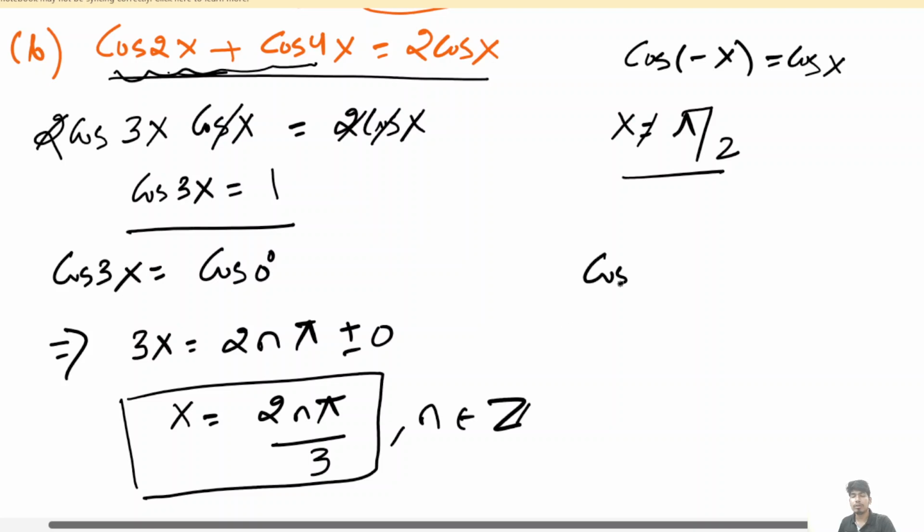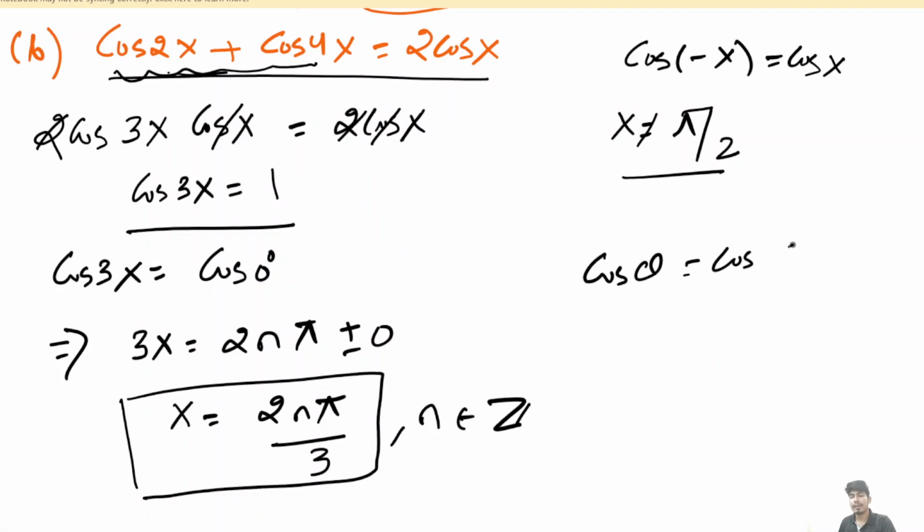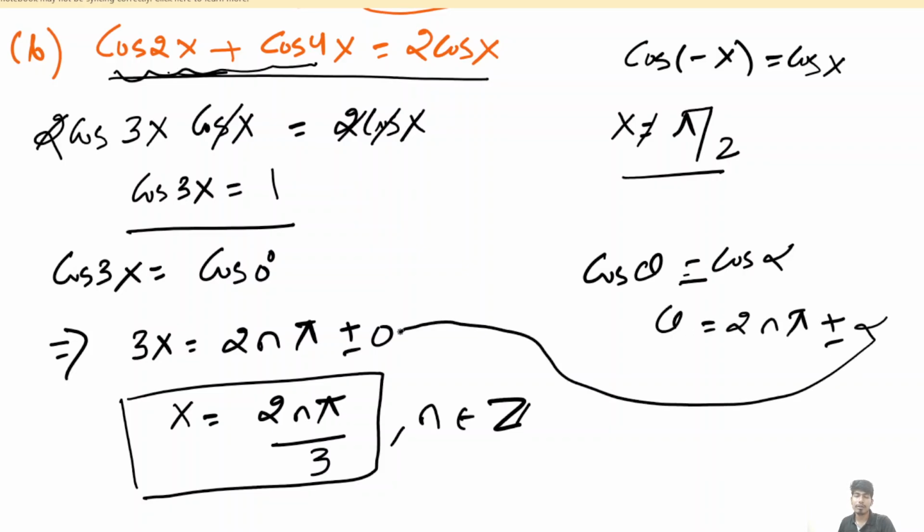Why? Because cos theta is equal to cos alpha implies theta is equal to 2n pi plus minus alpha. Here alpha is 0 degree. So I write x is equal to 2n pi upon 3. And here we apply the ICT formula, cos c plus cos d, which is 2 cos of (c plus d) by 2 into cos of (c minus d) by 2. Okay, students, in this way we solve another question.